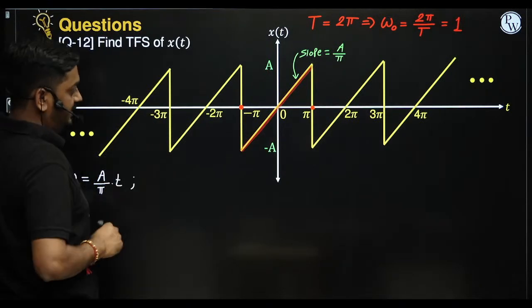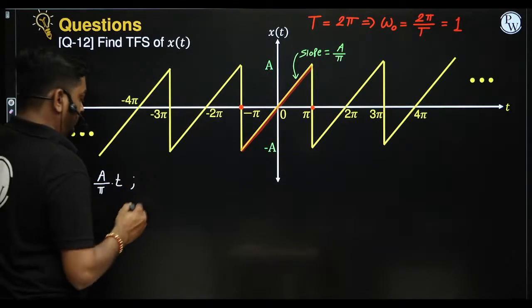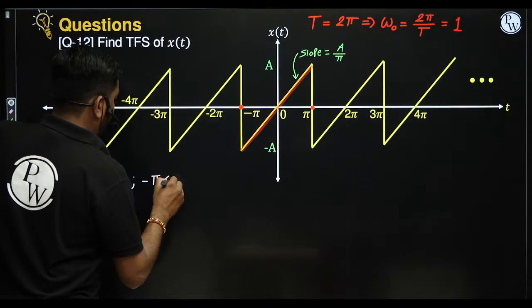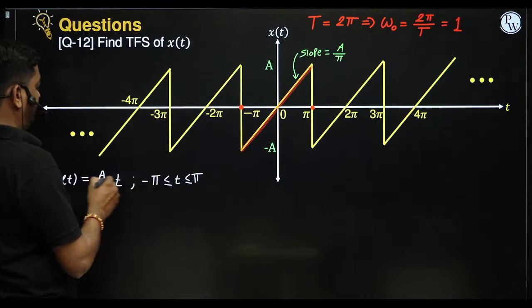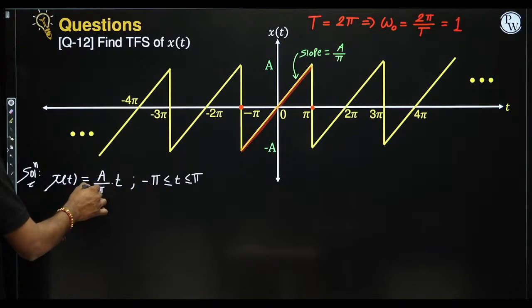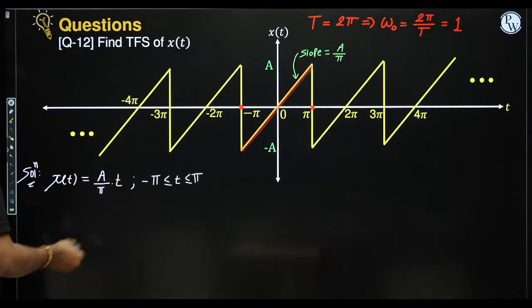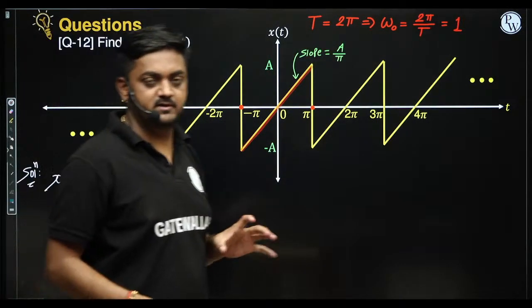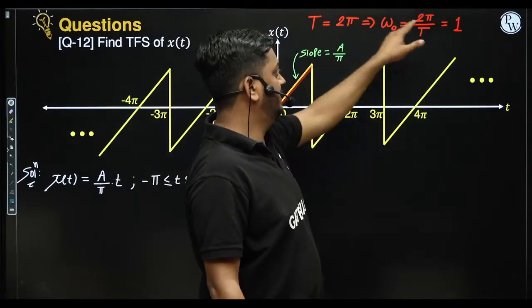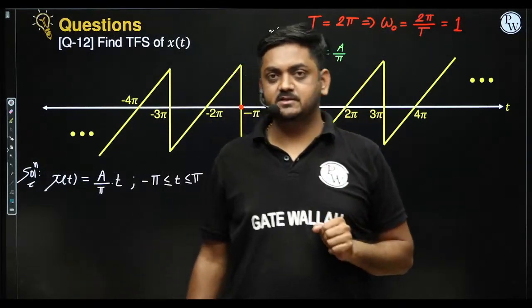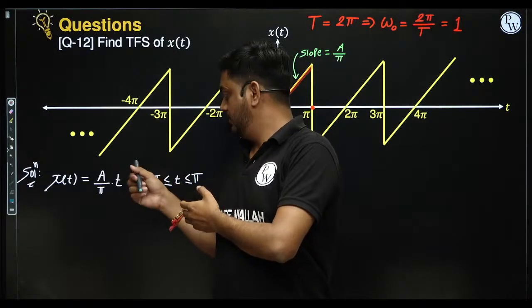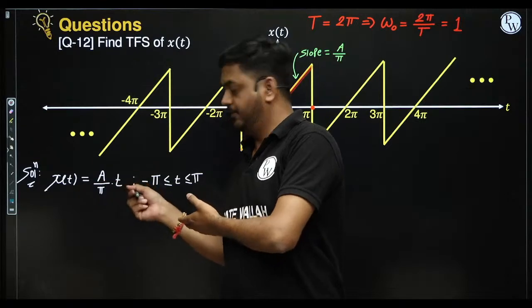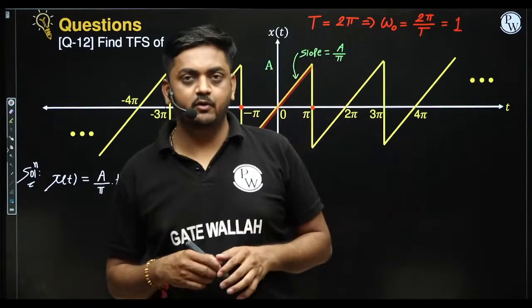This is only over a fundamental time period. Okay, so we have to write between minus pi to pi only, guys. Between minus pi to pi it is y equal to mx, m equal to A by pi, y equal to x of t, and x equal to t, guys. Fine. So this is the first step. This is the second step. First step is what? Find the fundamental time period and the fundamental frequency. The next step is to express this graphical representation of the signal as a mathematical representation over a fundamental time period. Now you have to use the formula.